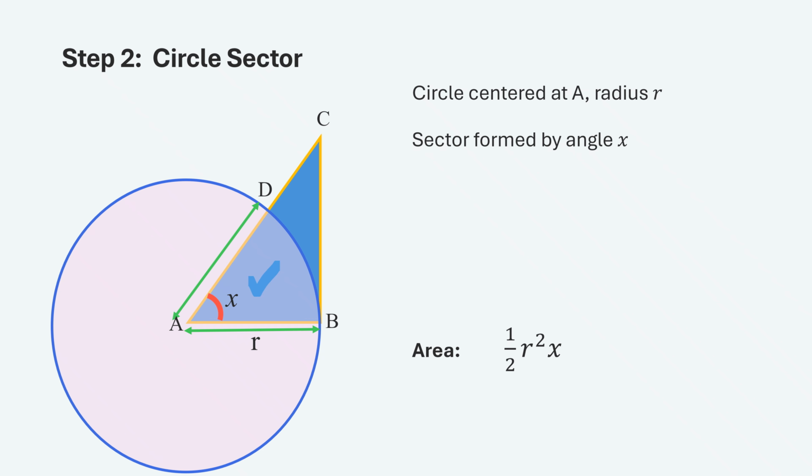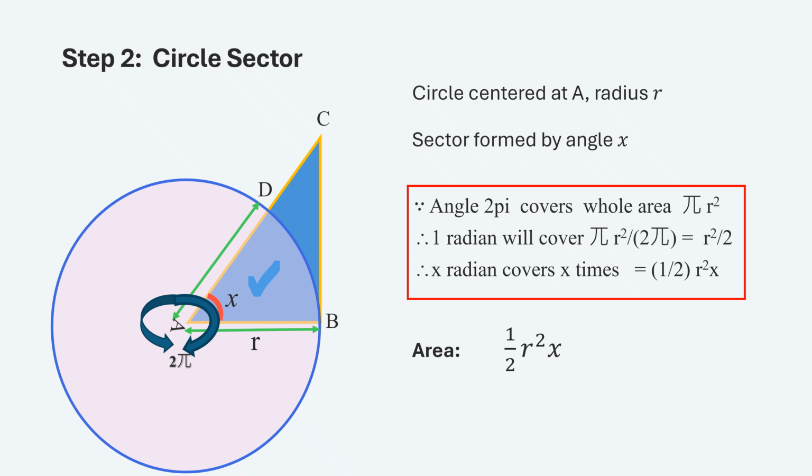The sector formed by the angle x fits inside the triangle, so its area must be smaller than the original bigger triangle. Since the full angle 2 pi covers the entire area of the circle, pi r square, 1 radian covers r square by 2. That means x radian covers half r square x, which is the area of the sector.